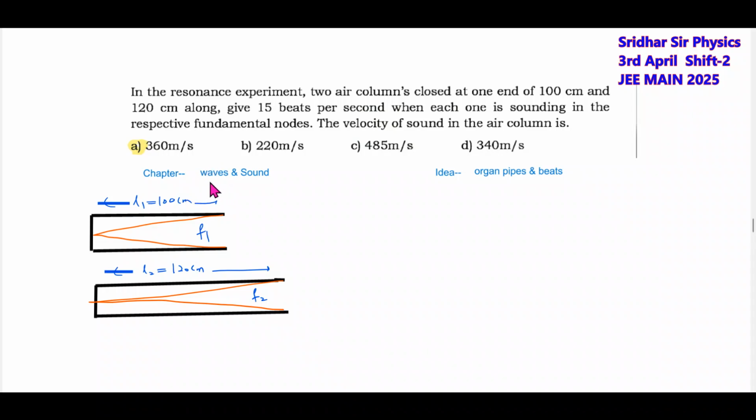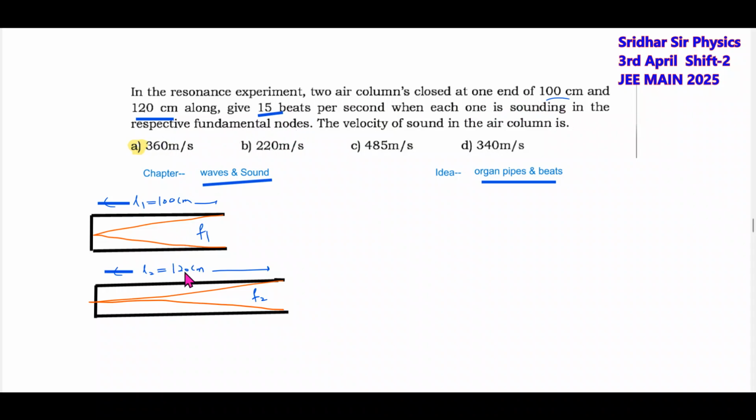Look, this question is from the waves and sound chapter. The idea of organ pipes and beats, both are combined. In the resonance experiment, two air columns closed at one end, of 100 centimeter and 120 centimeters, are two organ pipes. When they vibrate together, they will give 15 beats per second, and each one is sounding in its fundamental.